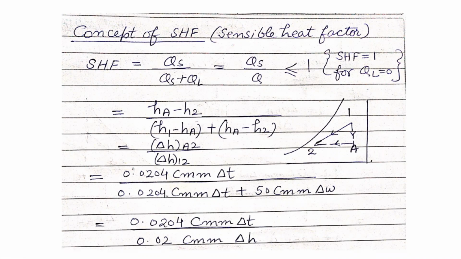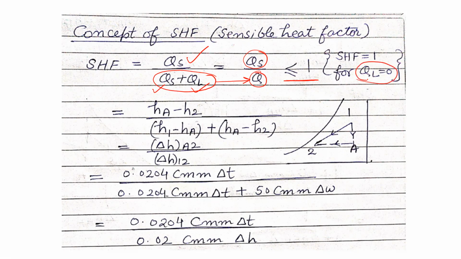Now let us discuss the concept of sensible heat factor. Sensible heat factor is given by the ratio of sensible heat to the sensible heat plus latent heat, and this sensible heat plus latent heat is the total heat Q. So sensible heat factor is Qs divided by Q, and its value will always be less than or equal to 1. 1 will be possible only when the value of the latent heat is 0.